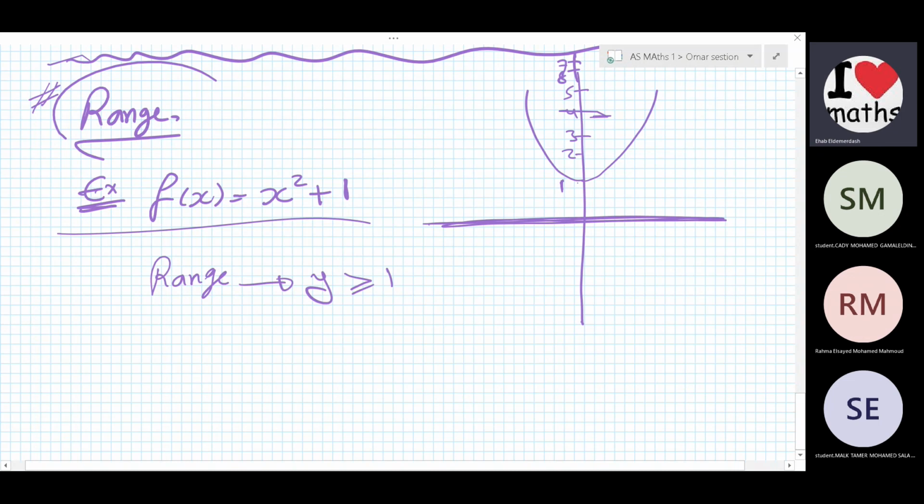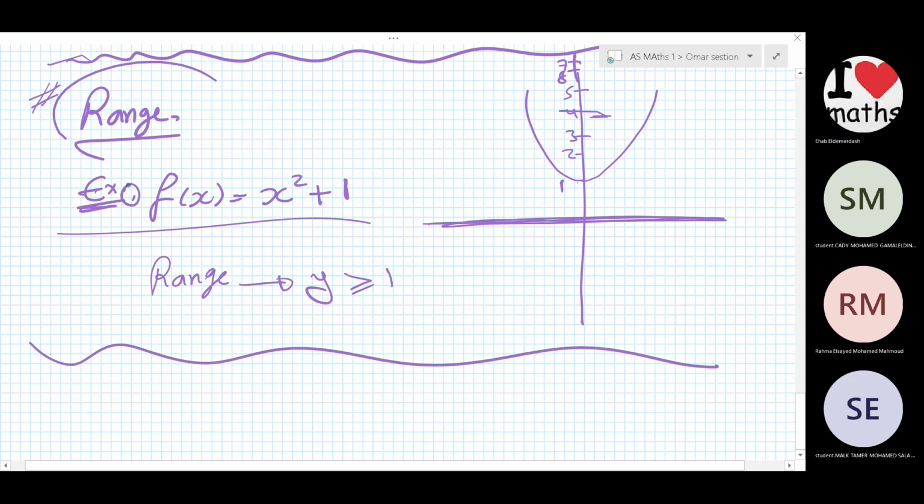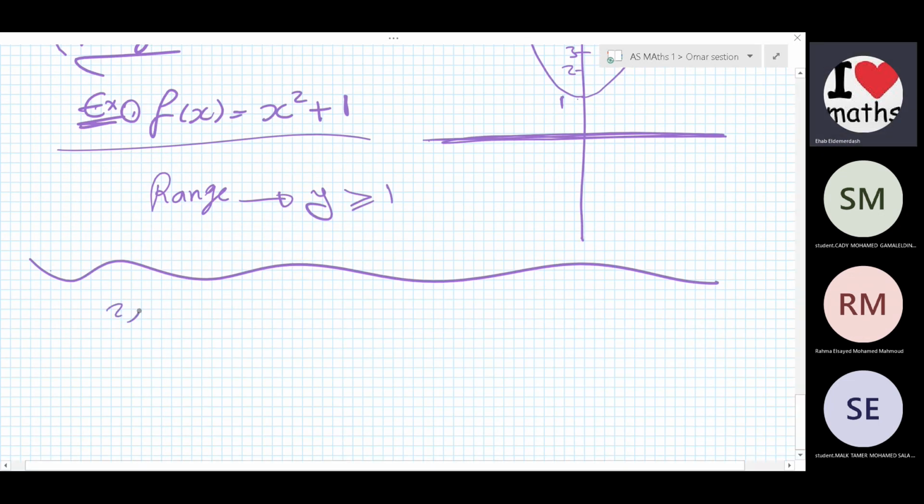Am I clear on that? So what is the range? It's the specific values that I took from the y-axis. Are we clear on that? Okay, let's try another example to understand what the range is.